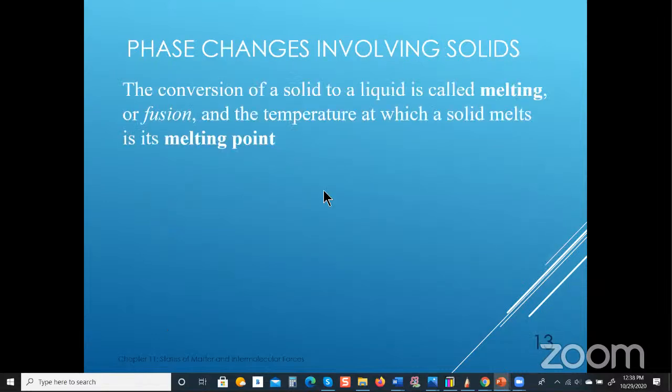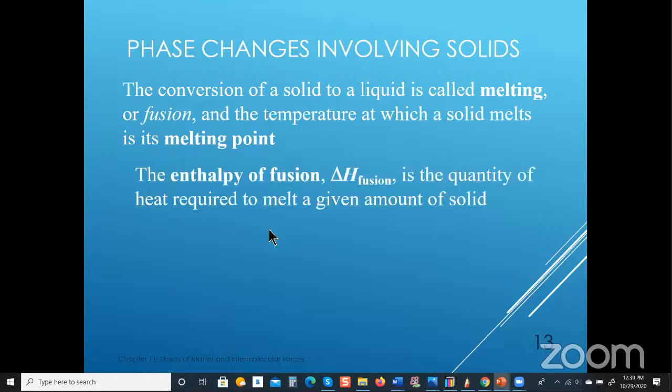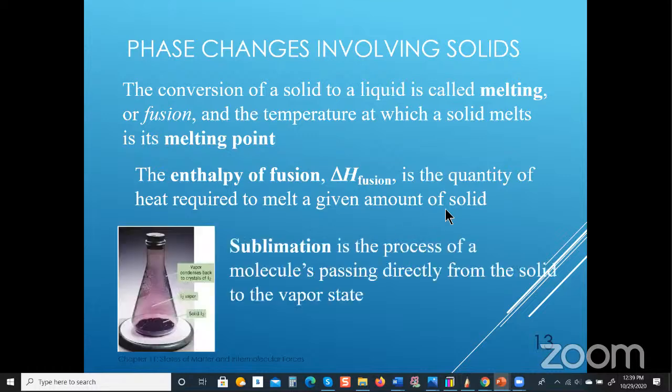So now we're going to talk about phase changes involving solids, right? So we all know what melting is. Melting is what happens when you have the transition from the solid to the liquid state. And then you have fusion, which is the reverse of that process, where you're going from the liquid to the solid state. So the temperature at this point where you have that equilibrium is the melting point or the freezing point, right? The freezing point, melting point, they're both the same thing. And the enthalpy of fusion is the amount of heat required to melt a given amount of a solid. And usually it's expressed in kilojoules per mole, all right?